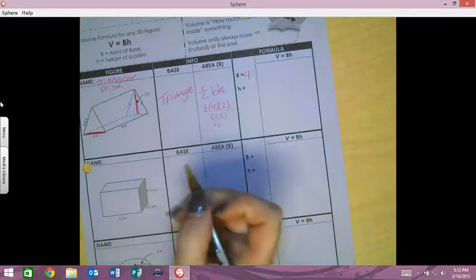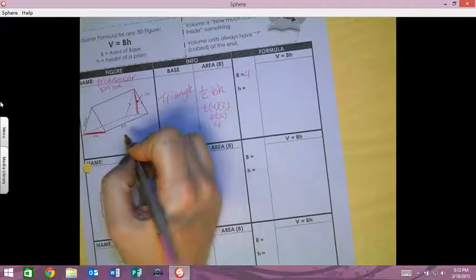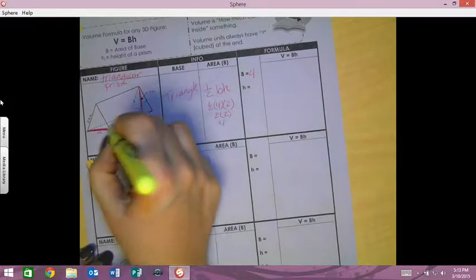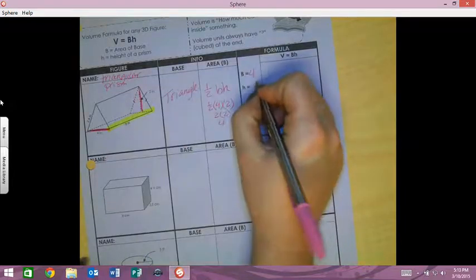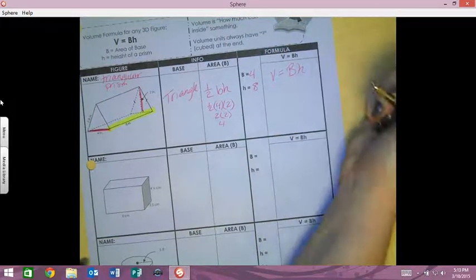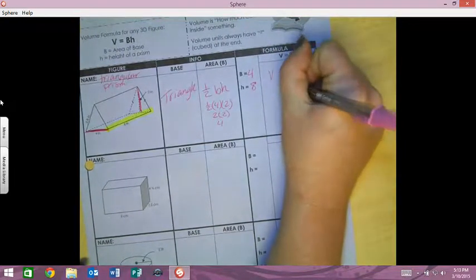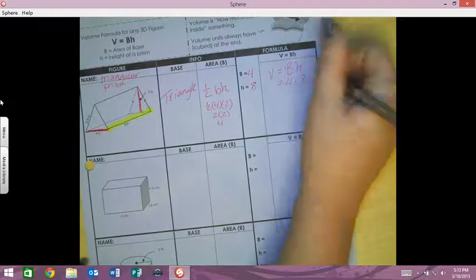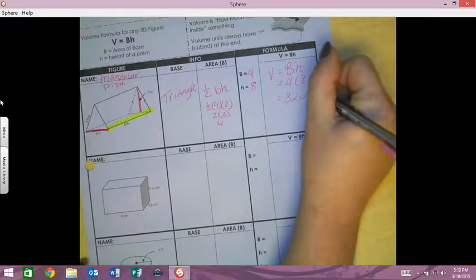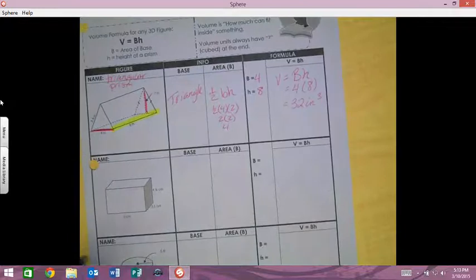Now, another place that people get really confused is the height of our shape. Actually, this right here is our height. Our height is the distance between our two bases. So for our height here, it's going to be 8. So when we use our formula, we have volume equals big B times H. Big B was 4, and our height is 8. So 8 times 4 is going to be 32, and our units are cubed. Remember, so 32 cubic inches is how that's read.